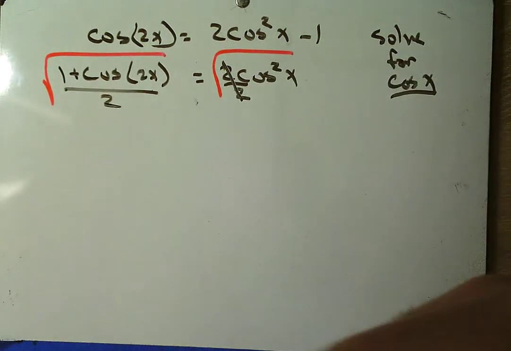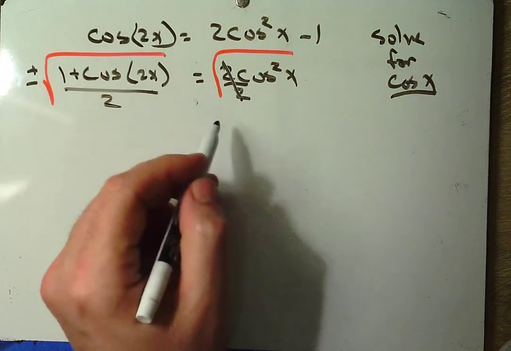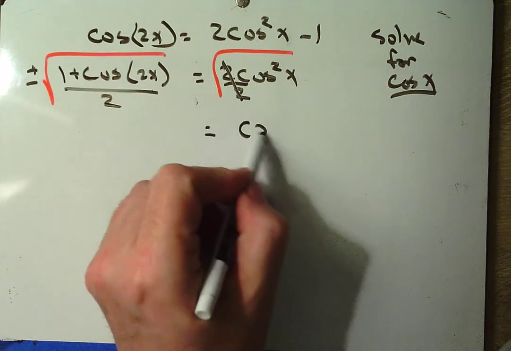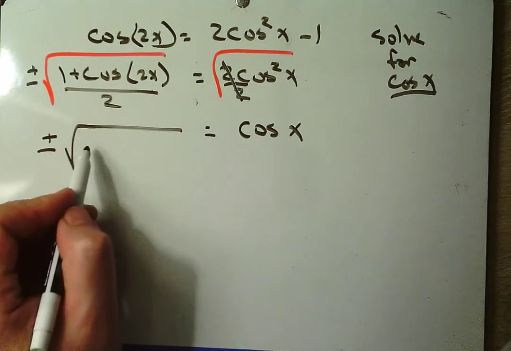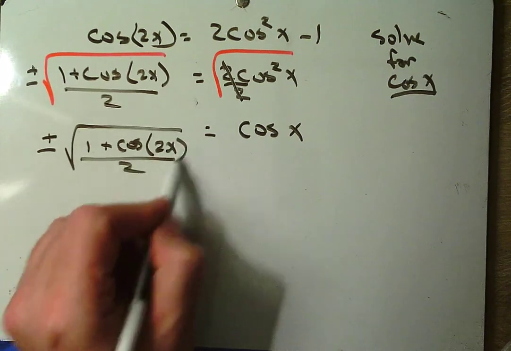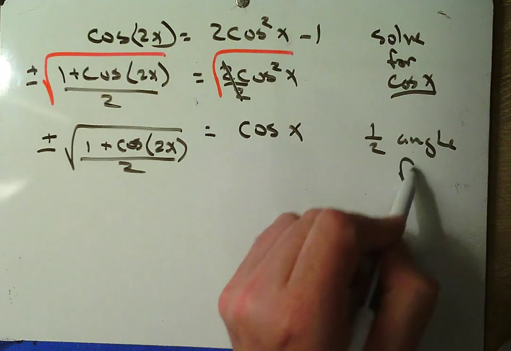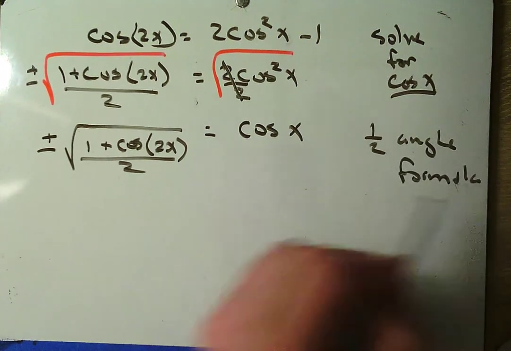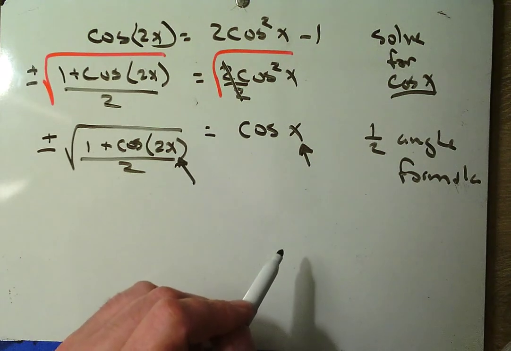And as we just said, when we take the square root of both sides, don't forget the plus and minus that shows up. So over here I have cosine x equals plus and minus the square root of 1 plus cosine 2x over 2. Now this is called the half angle formula because this angle is half of that one.